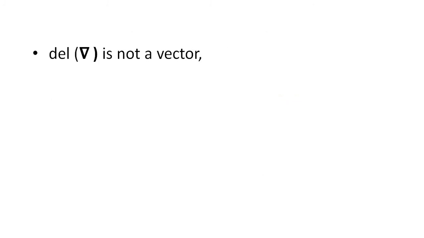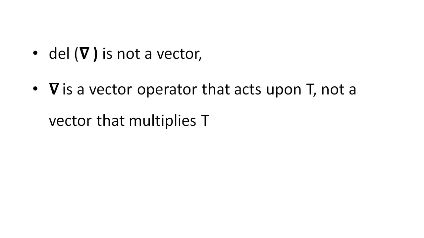Now del, represented by this symbol, is not a vector. Del is not a vector, it is a vector operator. That means del is a vector operator that acts upon t, not a vector that multiplies t.